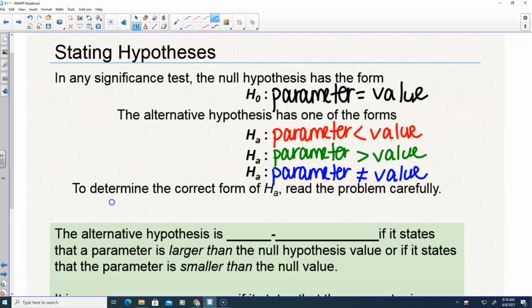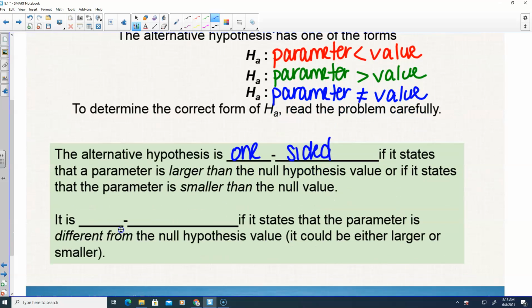The alternative is one-sided if it's one of the top two, where it states that the parameter is either larger than the null value or less than the null value. And it would be two-sided if it's that bottom claim, the not equal to.